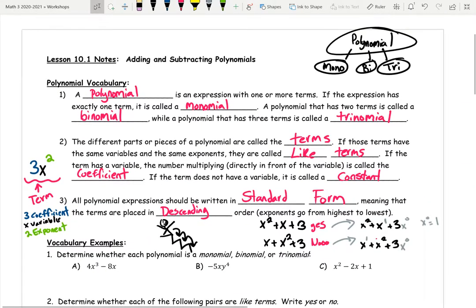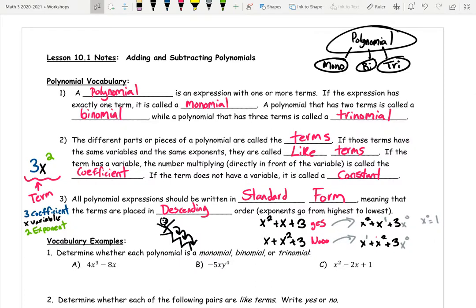So I want you to understand that when we're breaking apart some of these words and terms, we're going to be talking about a lot of things that you already know, but I'm going to be adding the mathematical terminology. The first one being, what is a polynomial?